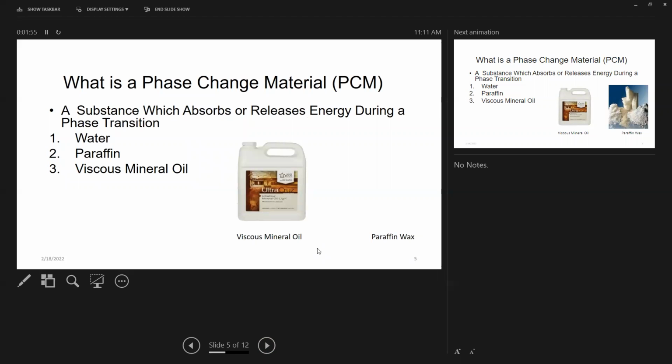Phase change material is a material that we're going to use. We're going to use paraffin, and we might also use salt, which is a solid material, used to absorb the heat from the hot water, which we're going to use for turbulent flow. We're also going to use viscous mineral oil for laminar flow. It's laminar flow because the viscosity of the oil is high compared with water.